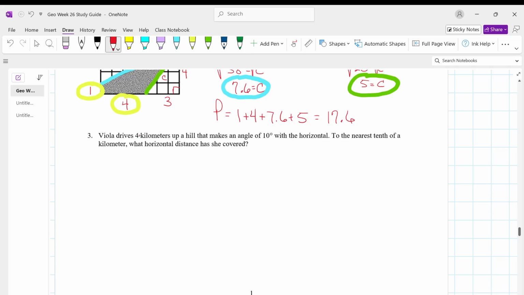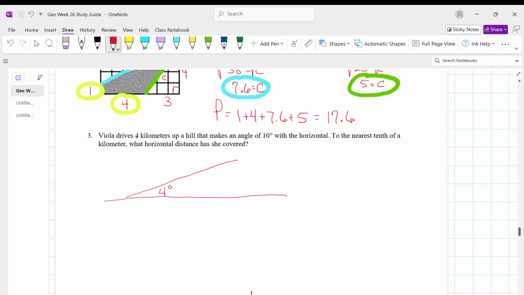All right, Viola drives 4 kilometers up a hill that makes an angle of 10 degrees with the horizon. So here's the horizontal. Here's her hill that she's going to drive up. To the nearest tenth of a kilometer, what horizontal distance has she covered?